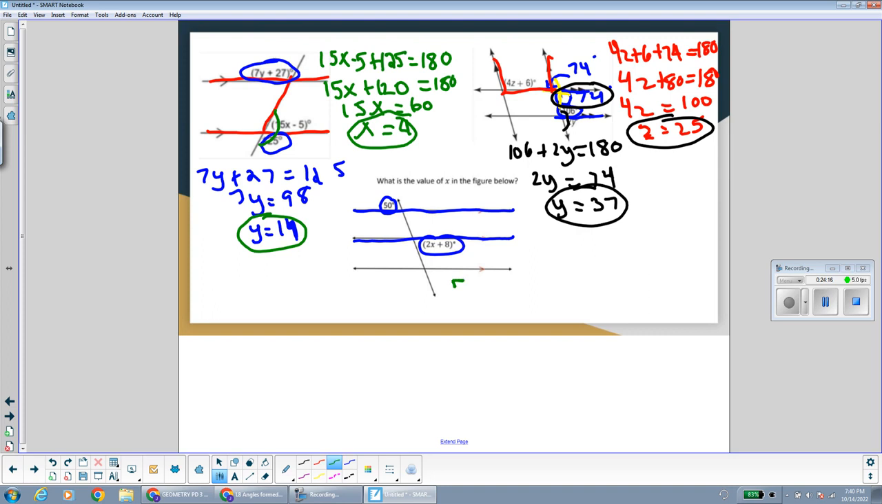So I'm going to make the equation 50 is equal to 2x plus 8. Subtracting 8 on both sides, I have 42 is equal to 2x. And then finally dividing by 2 on both sides, I have x is equal to 21.